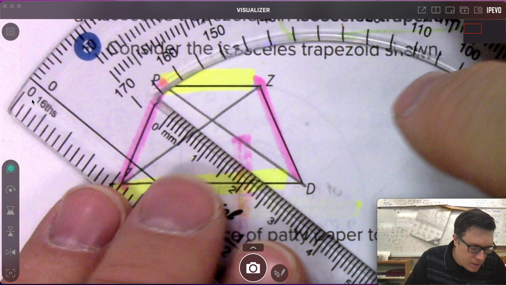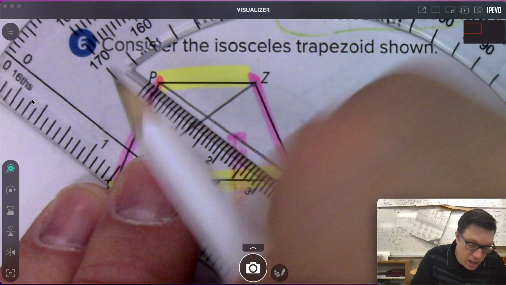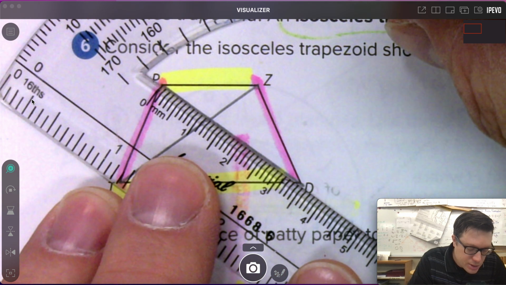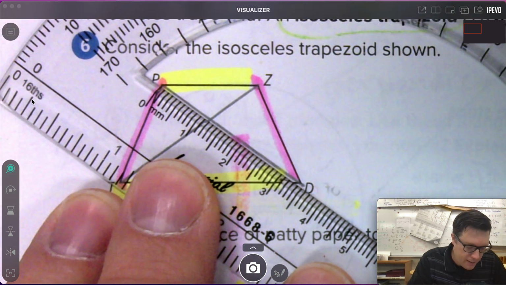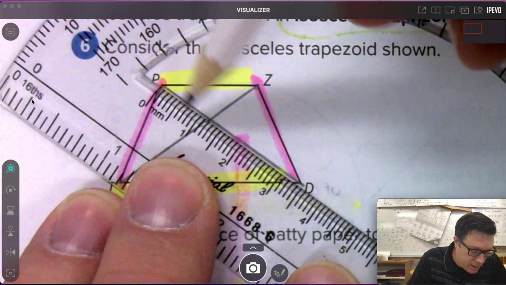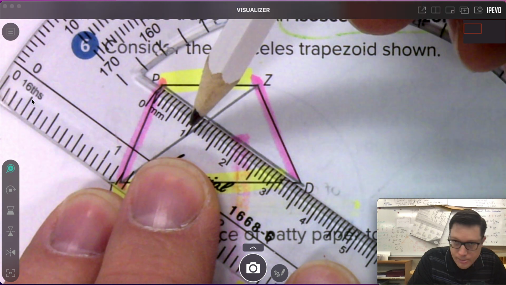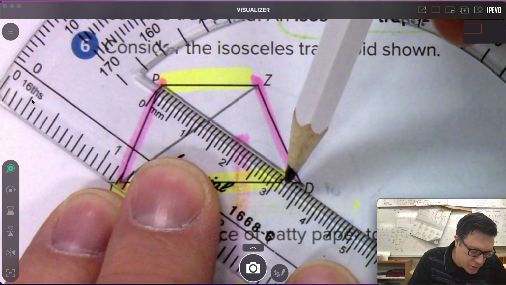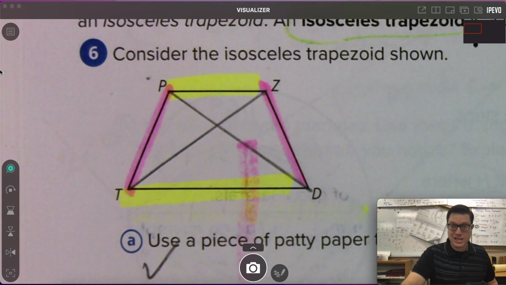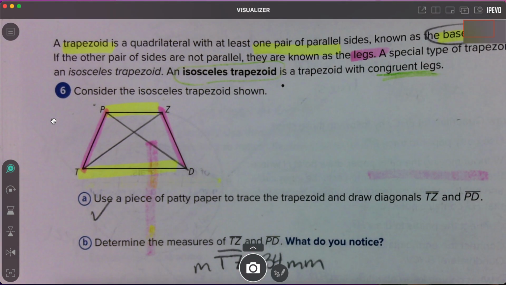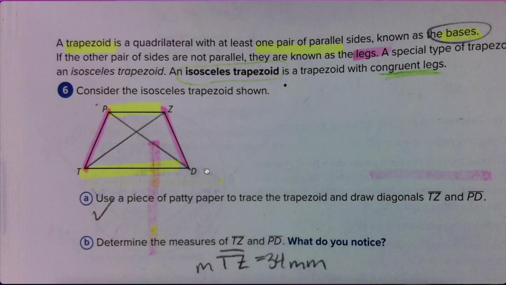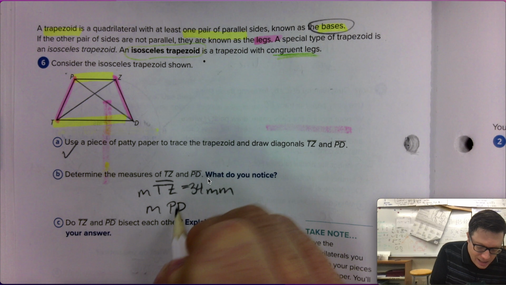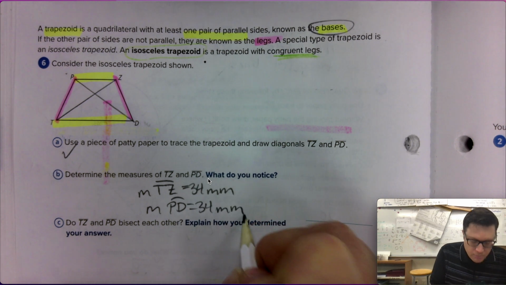Let's also measure PD. So again, you got to put the 0, not the corner right here, but you got to put the 0 on P. So you always got to make sure your ruler starts at a reasonable space to start at. And then line it up. So then we go, every little space is a millimeter. 1 represents 10 millimeters, or 1 centimeter. So 10, 20, 30, 31, 32, 33, 34 as well. Turns out both diagonals are going to be the same line length, and because they're the same line length, that lets us know the measure of PD is also 34 millimeters.